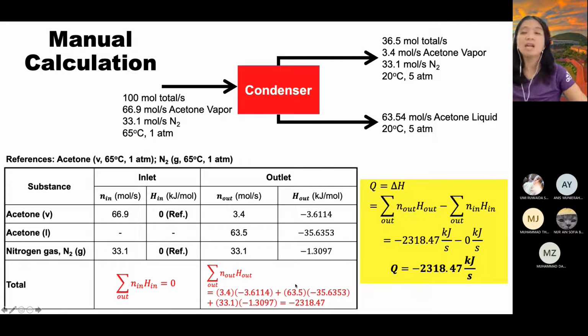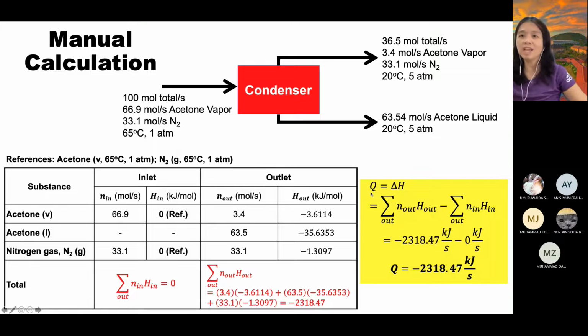Then you calculate your total enthalpy in, total enthalpy out. Total enthalpy in 0 sebab reference condition saya adalah inlet condition. So total enthalpy out, how to calculate? 3.4 multiply negative 3.6114 plus 63.5 multiply negative 35, so on and so forth. You get your total enthalpy out as negative 2318.47. So don't forget unit dia. Molar flow rate saya mole per second. My enthalpy is kilojoule per mole. So bila saya darab, dapatlah nilai dalam bentuk kilojoule per second.